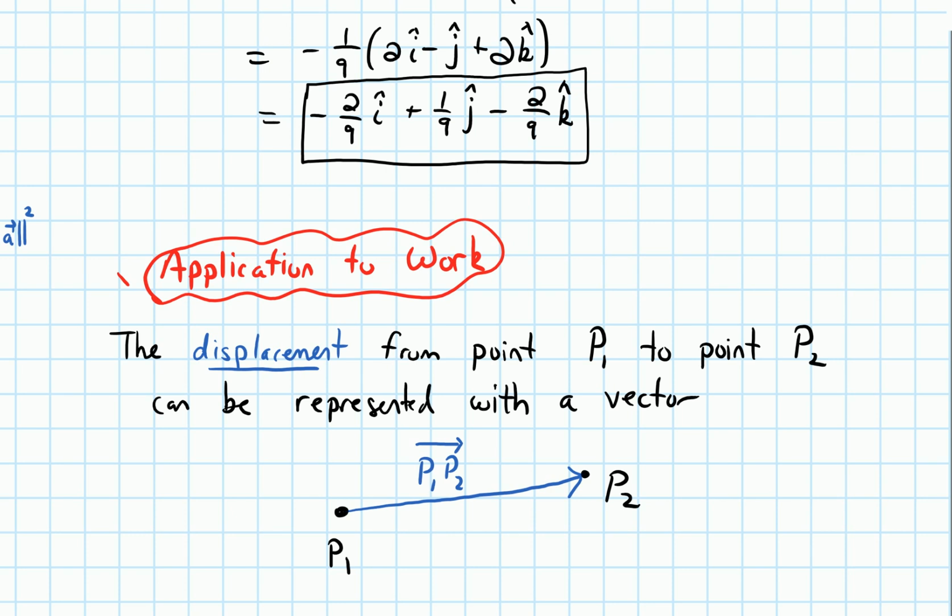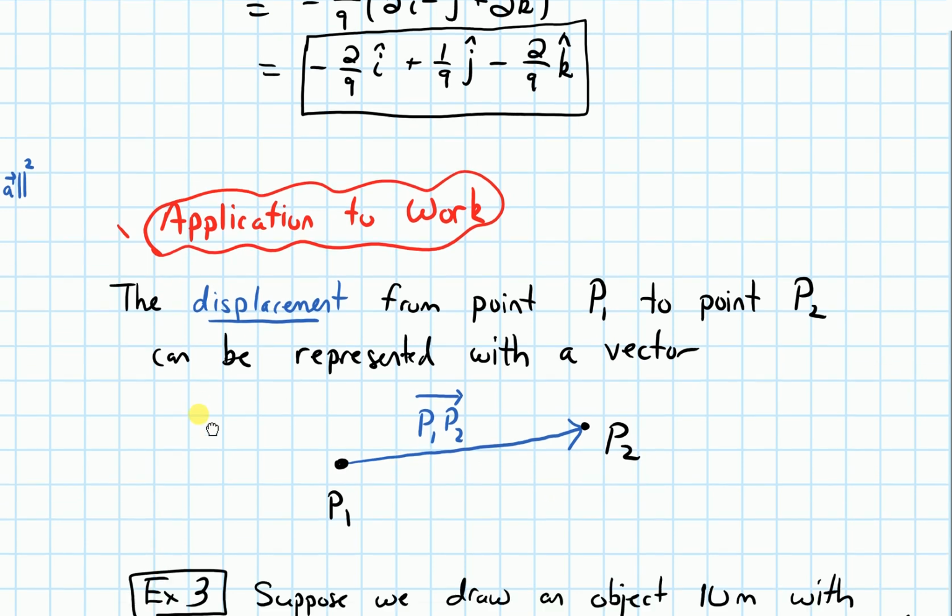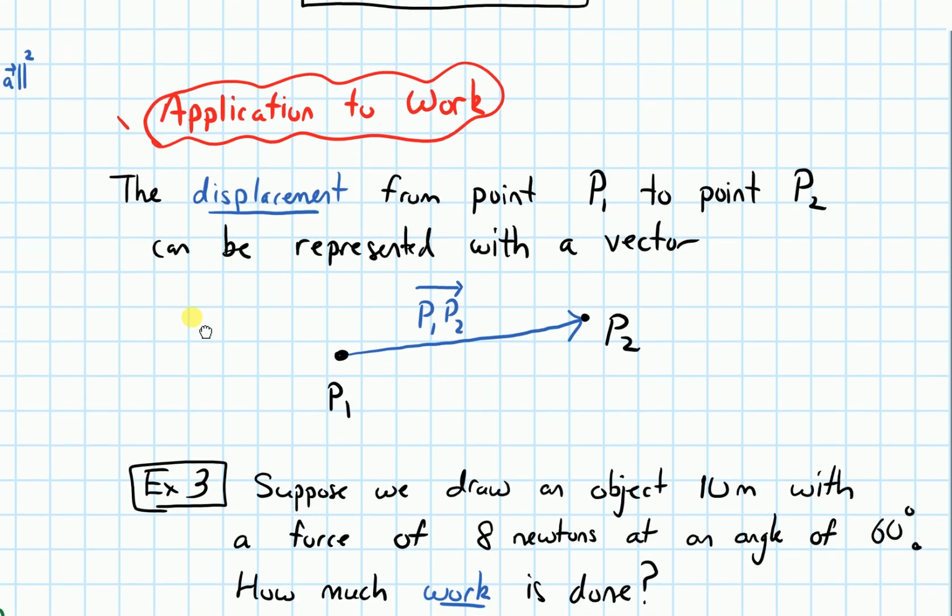So the displacement represents the change in position. In this case, the position has been changed. Maybe it started at P1 and ended at P2, and we represent that change visually with this vector. So let's do an example, an example involving work.